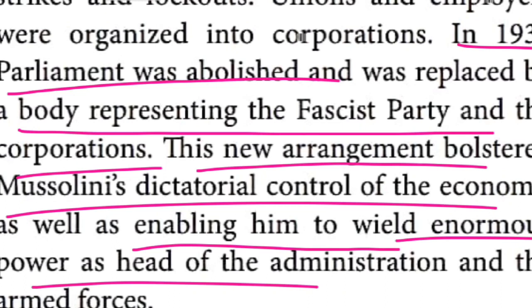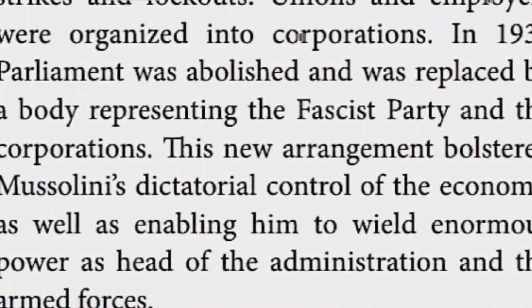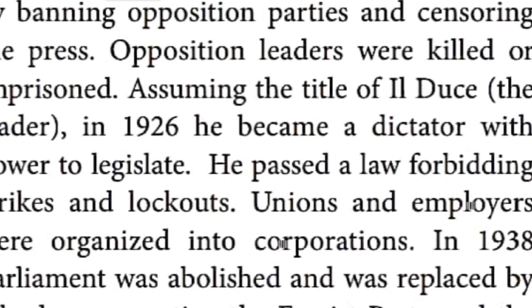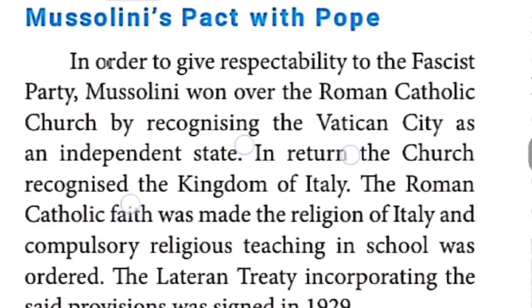Next, what is given, children? Mussolini's pact with the Pope. It's very, very interesting, children. See here what is given: nearly 60 years, the problem was there. Nearly 60 years it was going on, the problem between the Pope as well as the King.